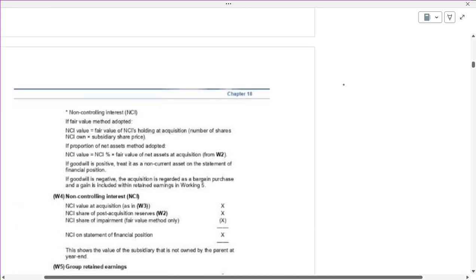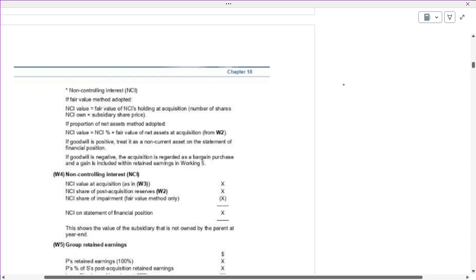Working 3. Okay. Next, then we will divide. When we divide, what we'll do is find the value of the parent company and the value of the subsidiary company. Basically, we will put all the subsidiaries at one place. We'll separate them.